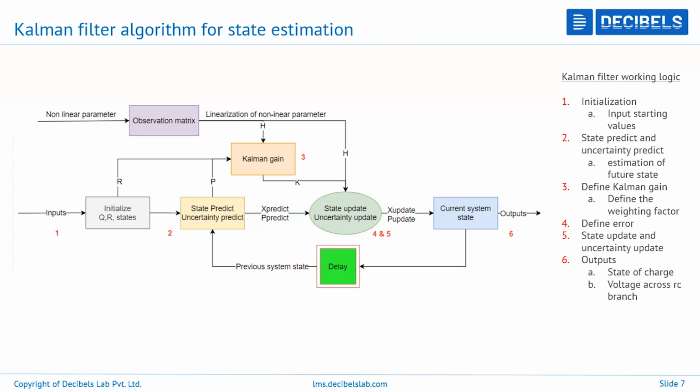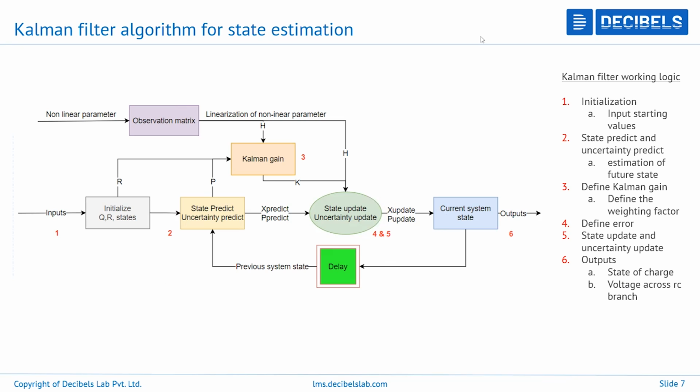Along with this, there are certain other things like defining the observation matrix. This is also called the Jacobian matrix. Because there's a certain degree of non-linearity within the system, and if you're representing this as a linear term, then you have to go for the observation matrix, where you are representing the non-linear term as a linear term. Using all this, we go for state update and uncertainty update, and then finally you arrive at the current system state.